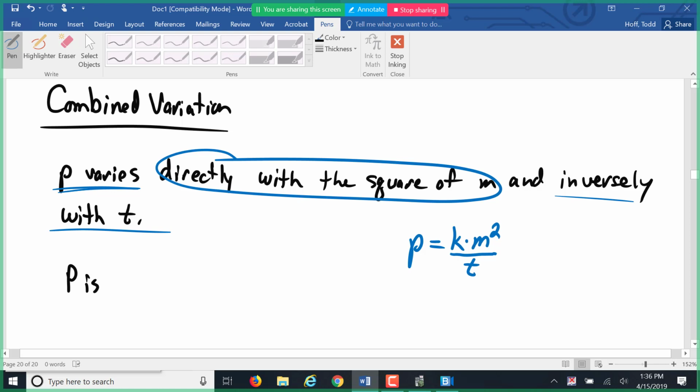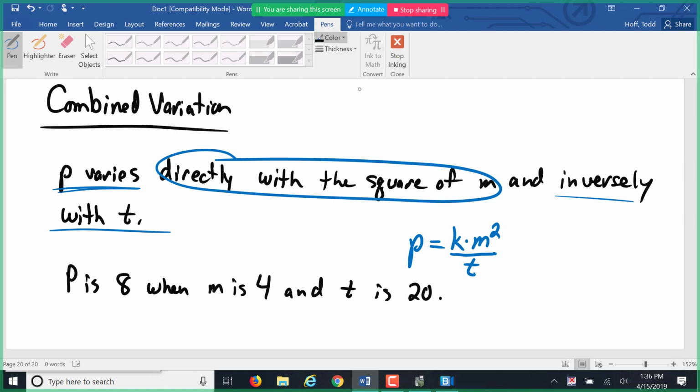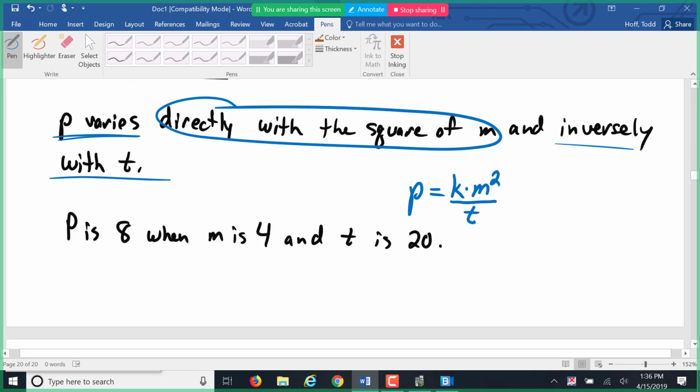We might be told that P is 8 when, let's see, M is 4 and T is 20. What's that going to tell us? Well, we can put 8 in for P. There's our constant times M is 4, so that's 4 squared. Over T is 20, that's 20 there.